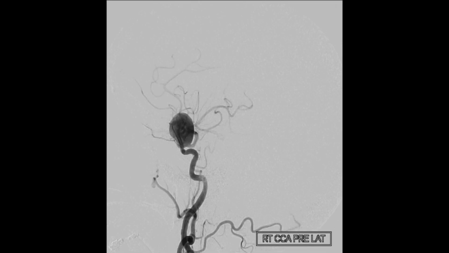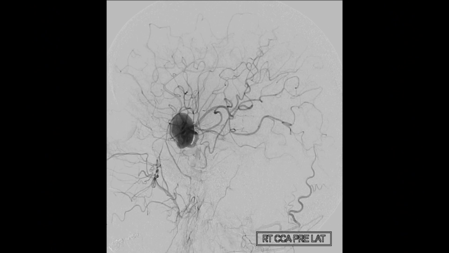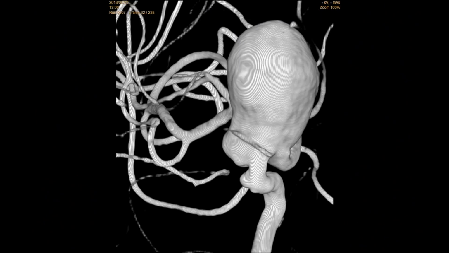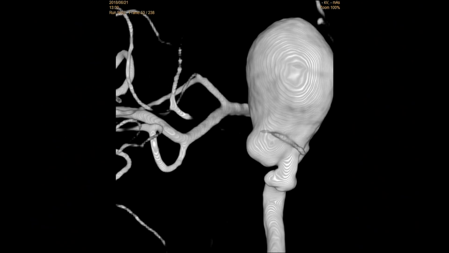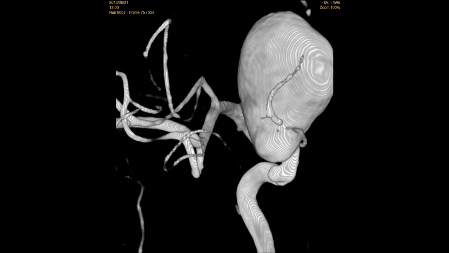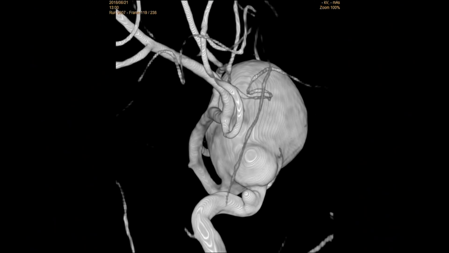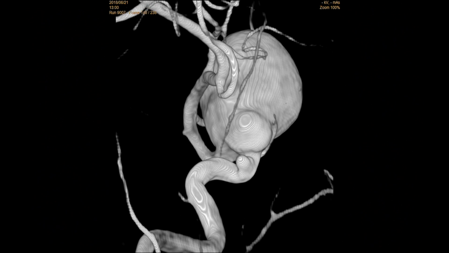DSA run shows the giant aneurysm. 3D image being rotated to study the neck of the aneurysm. There is a big lobule laterally involving the artery. There is another small aneurysm in the cavernous segment.